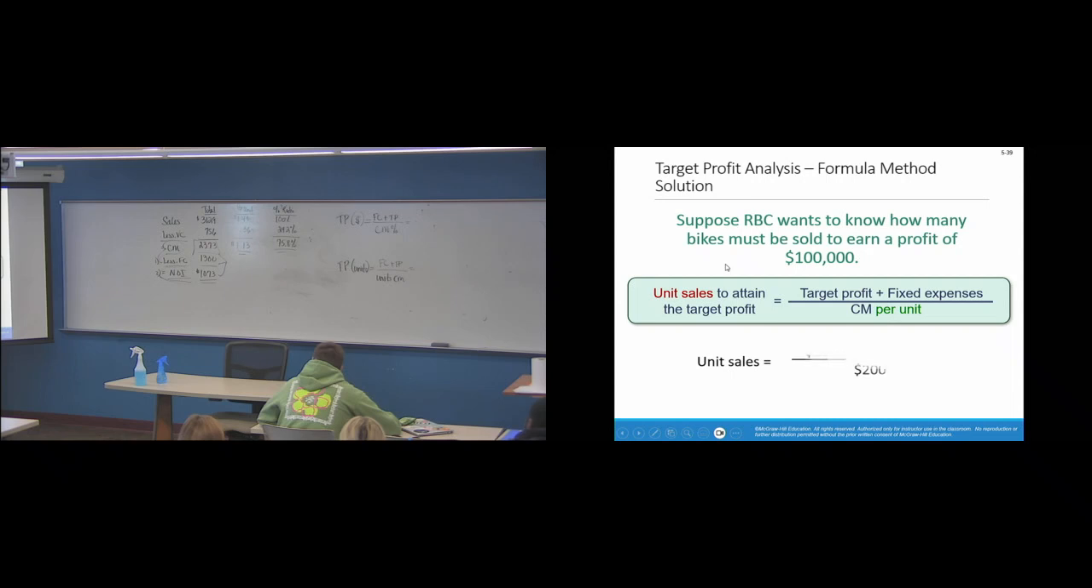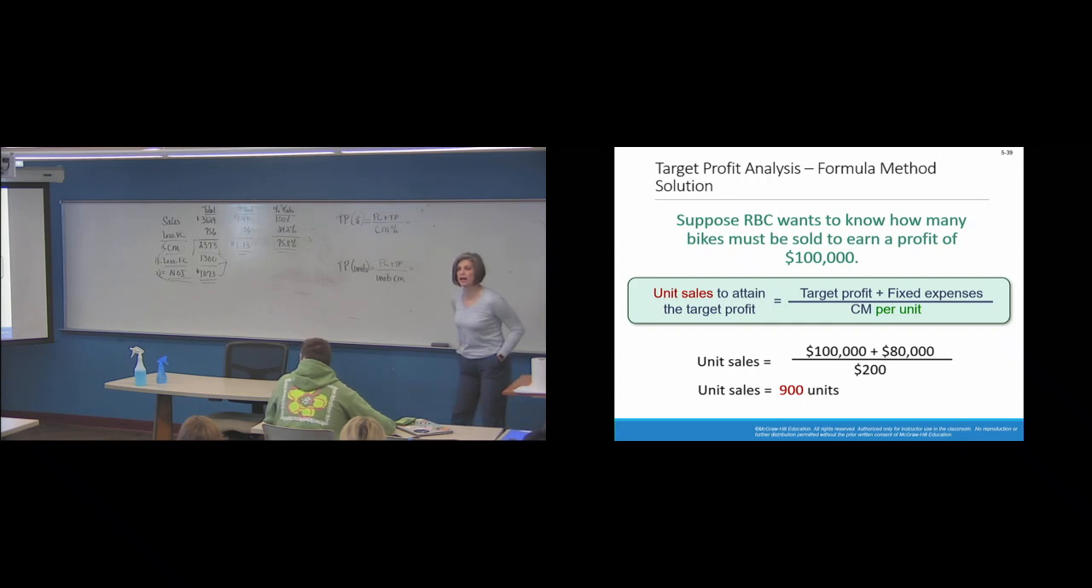So RBC would like to earn a profit of $100,000. How many bikes do they need to sell? Well, we just add it to the numerator, including the fixed expenses. You go back to the template again, and you're probably remembering by now that RBC's fixed costs were $80,000. We also want the contribution margin to cover another $100,000 of profit. So now our numerator is 180 divided by unit contribution margin of $200, which means you have to sell 900 bicycles, right? 400 is break even, but 900 gives you a profit of $100,000.